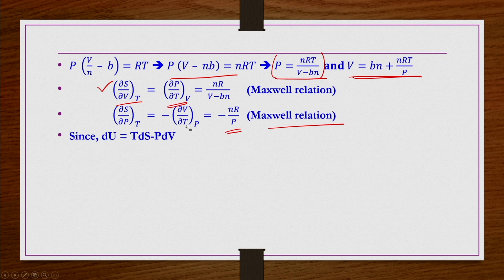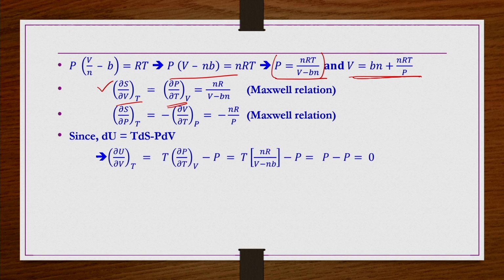Likewise, we can find other properties also, because we have dU is equal to T dS minus P dV. From this equation, dou U by dou V at constant T should be T dou S by dou V at constant T minus P.